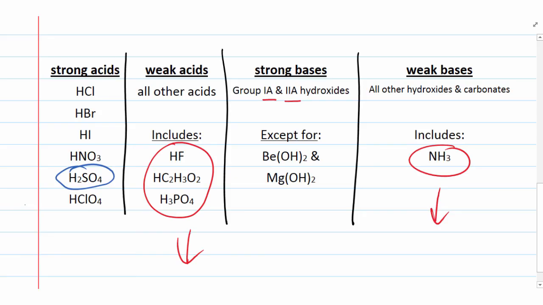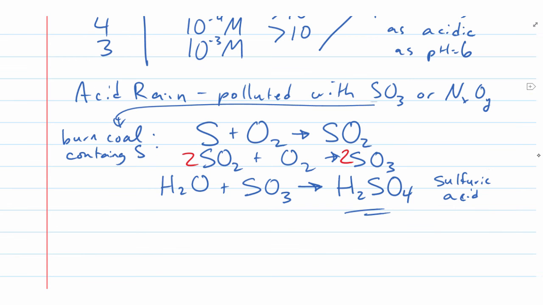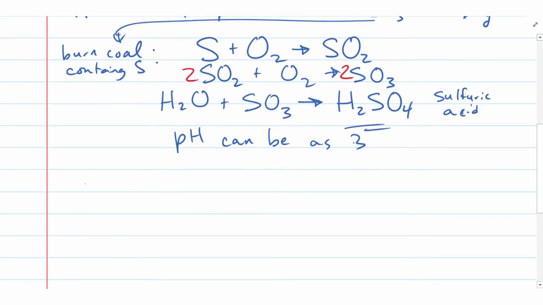And that's one of the problems with acid rain. In fact, acid rain, at one point in time, the pH can get as low as 3. The pH can actually be as low as 2, but let's say the pH can be as low as 3. And then we compare that to natural, unpolluted rain.